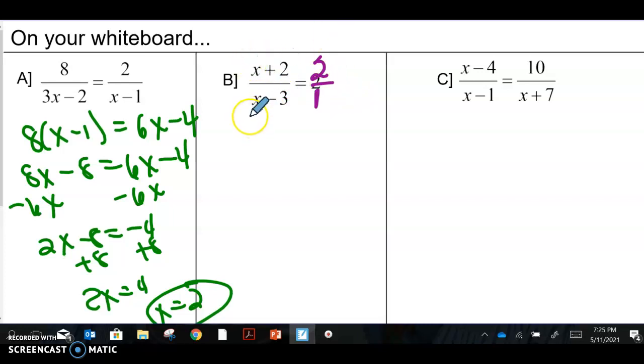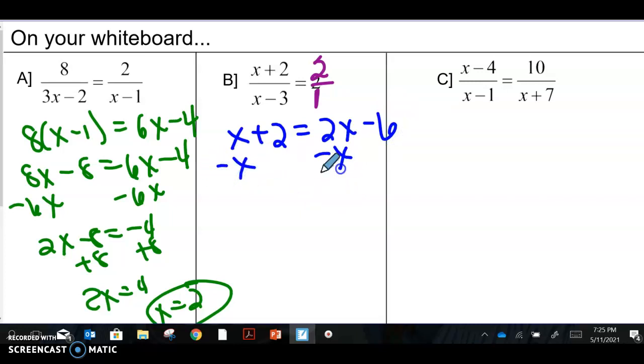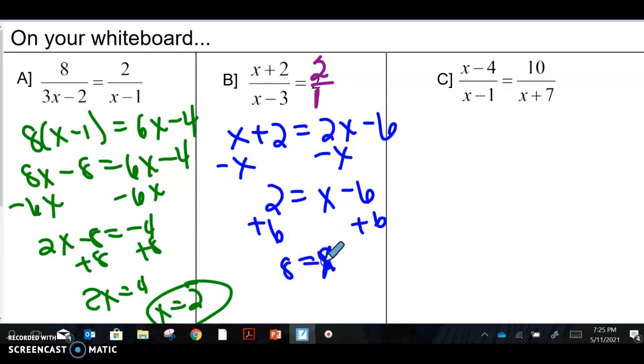Over here, I'm going to cross multiply. X plus 2 times 1 is x plus 2. 2 times x minus 3 is 2x minus 6. I like to get my x's on the same side. 2x minus x is x. Add 6 to 2, you get 8. So I get that x equals 8.